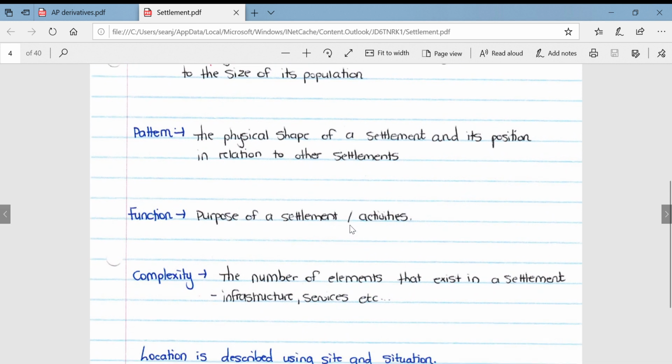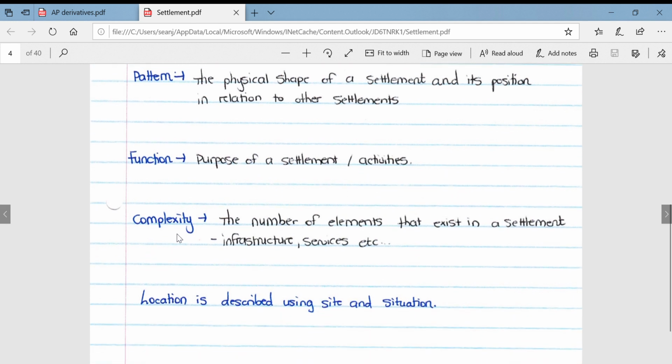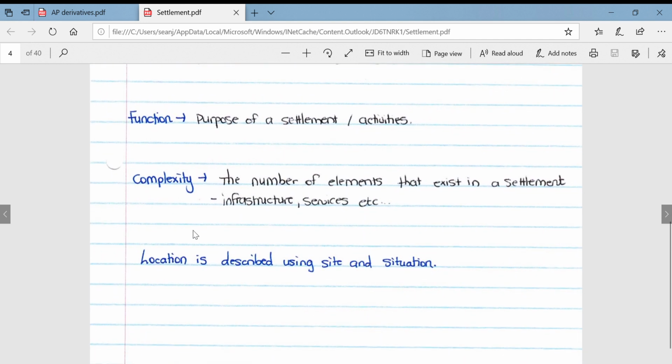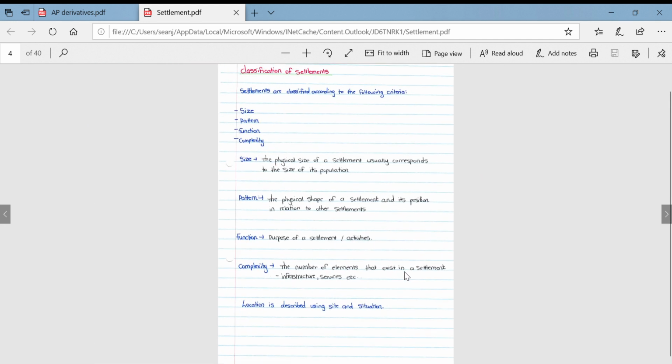Function, the purpose of the settlement, or what sort of activities does the settlement usually engage in. Complexity, the number of elements that exist in a settlement, such as its infrastructure, is it complex or very simple infrastructure, service provision, etc. The location of a settlement is always described using site and situation, which I obviously went through earlier on in the video.